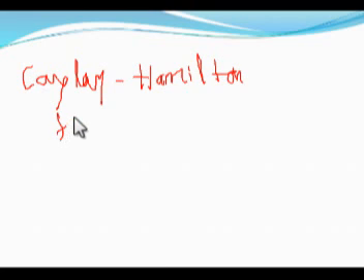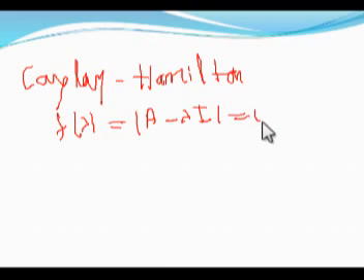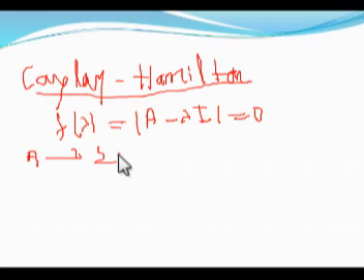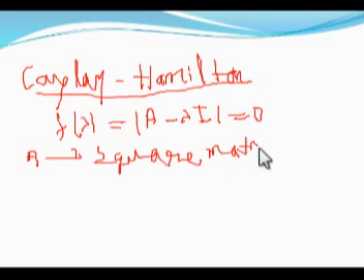The characteristic polynomial, what is it? This is equal to the determinant of A minus lambda I. When it is equal to 0, this will be the characteristic equation. According to the Cayley-Hamilton theorem, any square matrix must satisfy this. If A is a square matrix, then it must satisfy that.